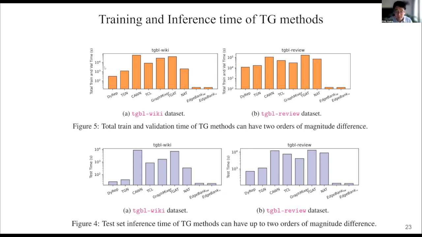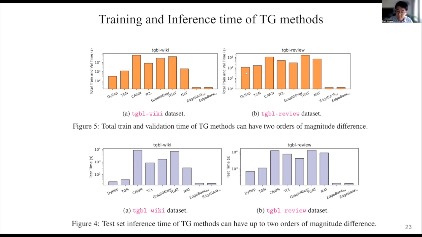If you look at them, you can see on the y-axis that on these data sets, the methods from different categories can have orders of magnitude different training, validation time as well as inference time. This shows that there's a huge gap in the computational cost of running these methods. And this becomes even worse because these are only the smallest scale data sets we have in the benchmark. For the wiki and review, these are the smallest ones. And for the much larger ones, it becomes infeasible to run some of these methods.